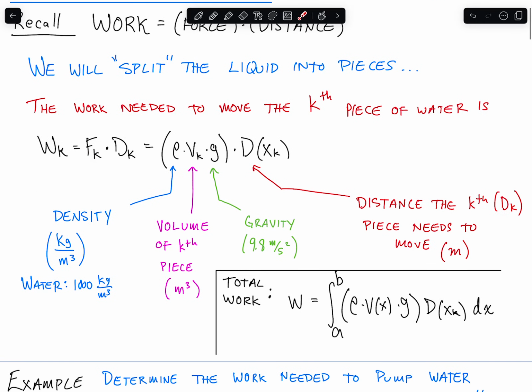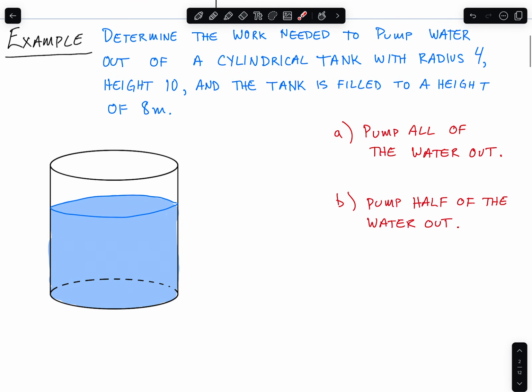So if we sum up all those work pieces and take a limit, we get an integral where a to b is where the water exists that we're pumping out of the tank. And we have the force times the distance. So this distance function will be different depending on the orientation we do, and the variable of integration may be different depending on if we use a different variable. So let's look at setting up this example question with different orientations of axes.